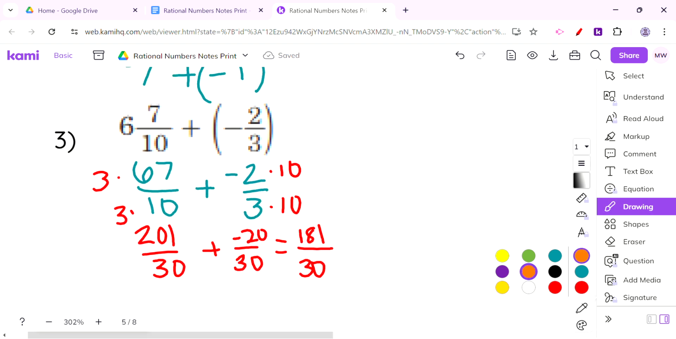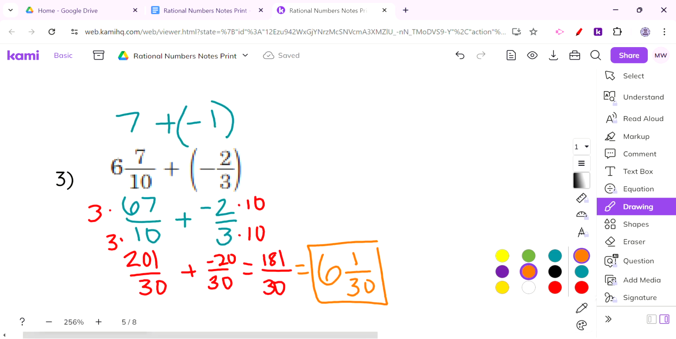Okay, next, we're going to ask ourselves, how many times does 30 go into 181? So you're going to divide 181 divided by 30, and that gets you 6. Okay, and then 30 times 6 is 180. So in order to go from 180 to 181, there is 1 left over. So our answer here is 6 1/30, which here, if we estimated 7 plus negative 1, you would have also gotten 6. So our estimate is 6. We actually got 6 1/30. So that's a good way to check.